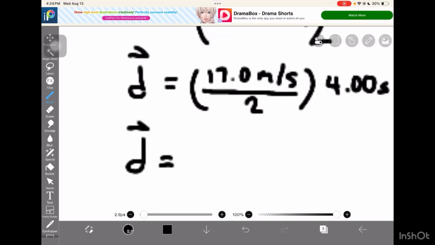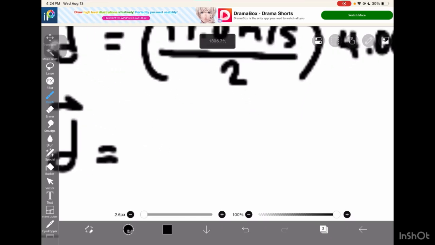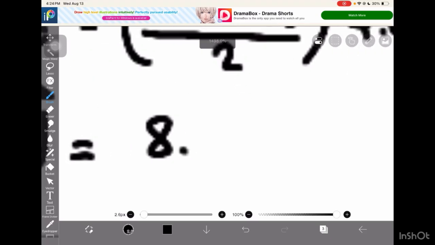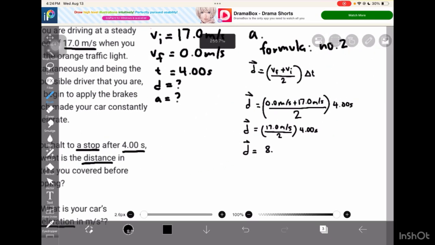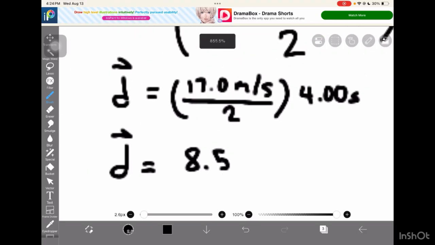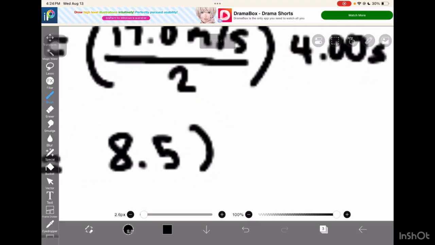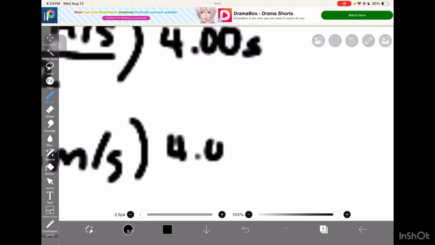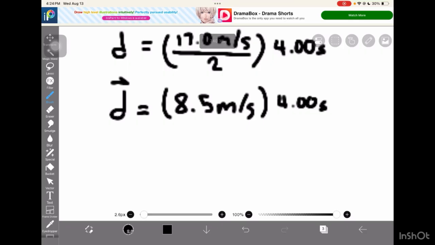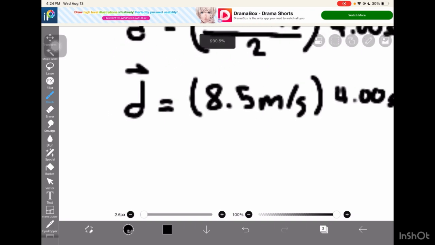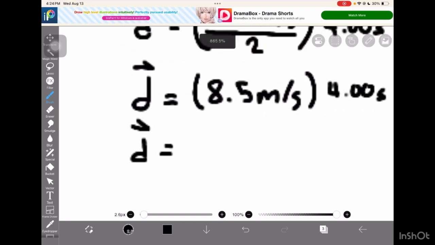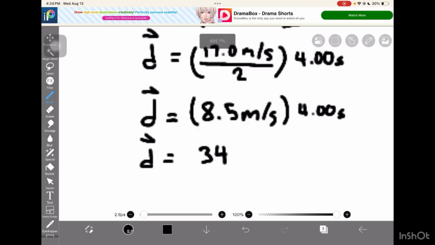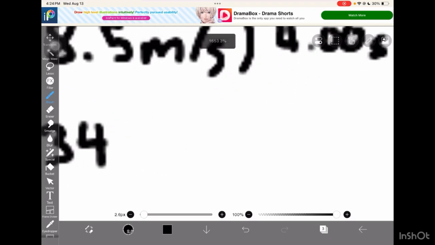So when we put this into the calculator, 17.0 divided by 2 is 8.5. 8.5 meters per second times 4.00 seconds, which is 8.5 times 4, is equal to displacement is equal to 34 meters. Yeah, correct.